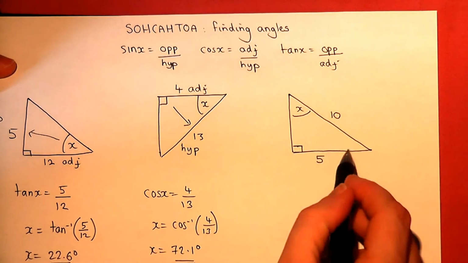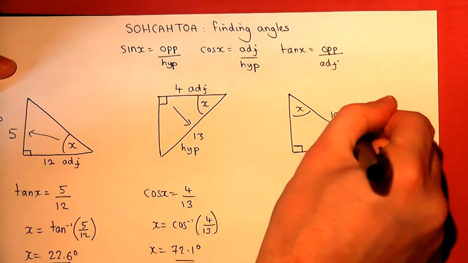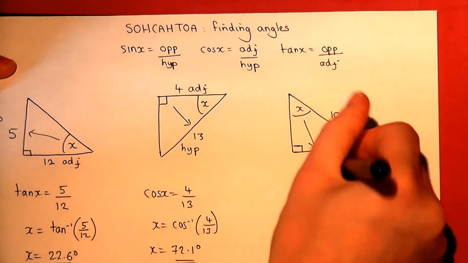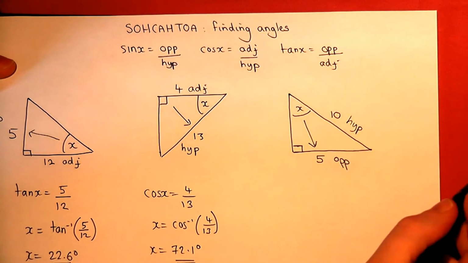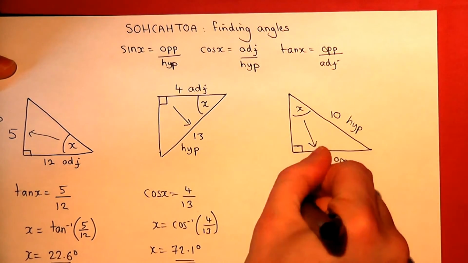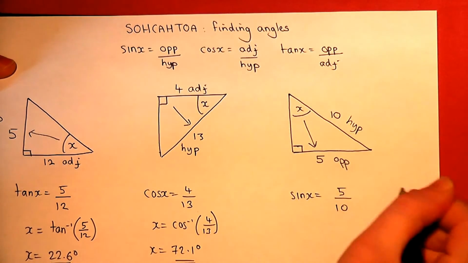So the final one, here's our angle. Now that one there is the hypotenuse, and this side is opposite the angle. So that's the opposite. So opposite over hypotenuse, it's the sine equation. So sine of x equals opposite over hypotenuse.